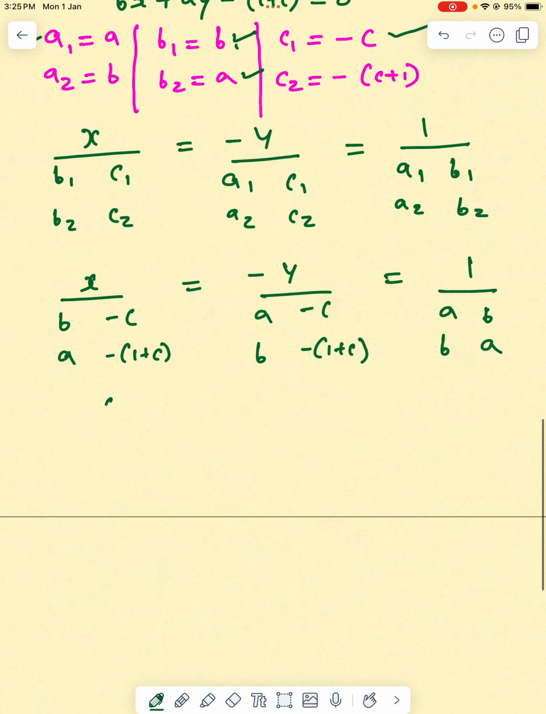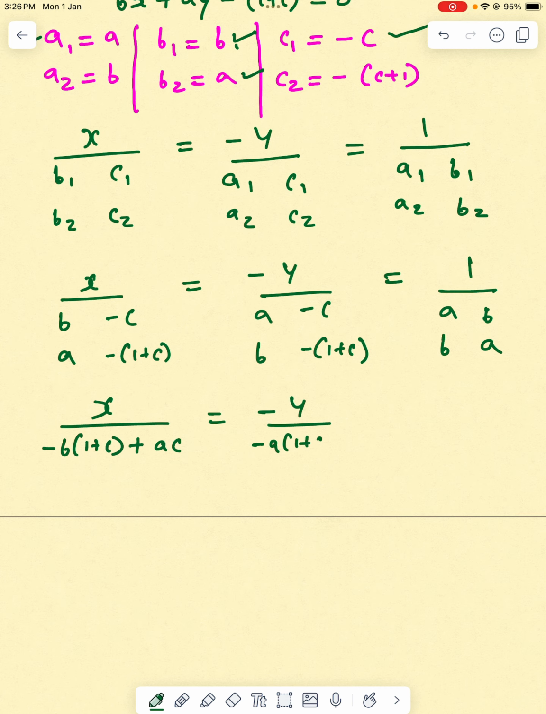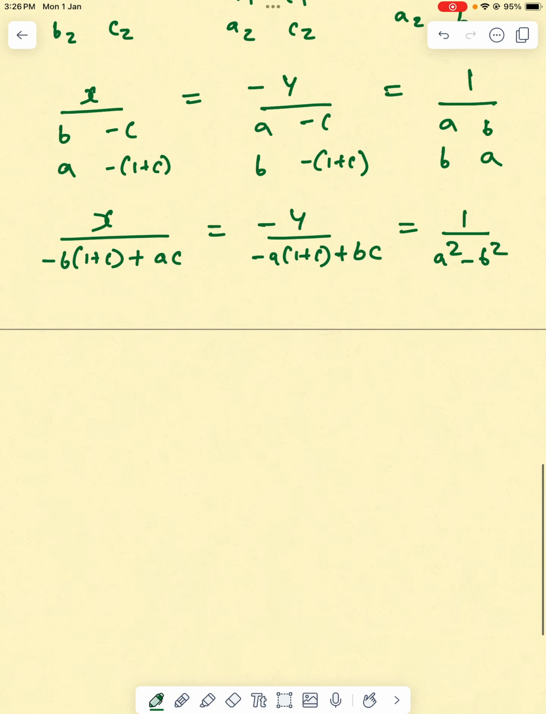So now multiply and subtract from each other. So b multiplied by 1 plus c is minus b 1 plus c, minus minus get plus if we subtract from each other. Similarly minus y upon minus a 1 plus c 1 minus plus bc equals to 1 upon a multiplied by a square minus b square. This is the way you solve it step by step. Now this is the next step.